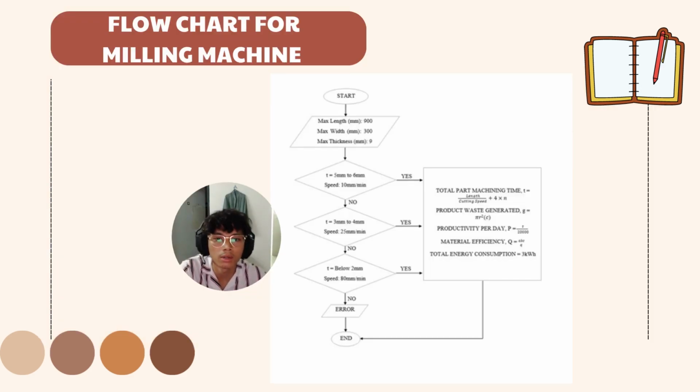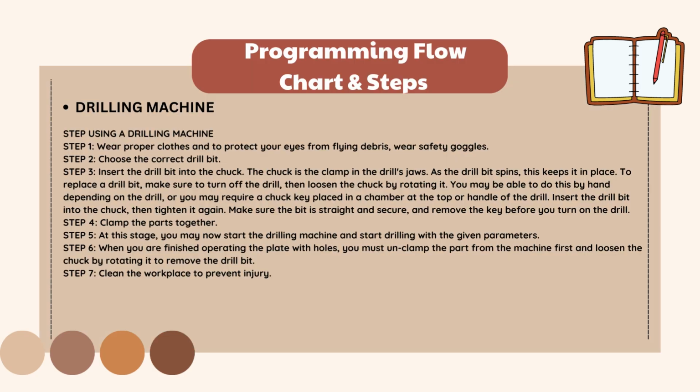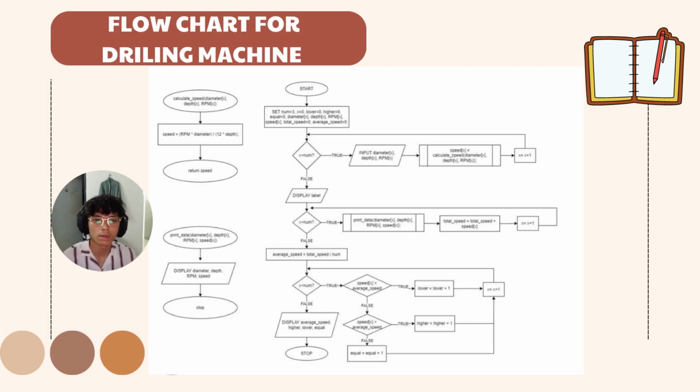This is a flowchart for the milling machine, to know the total part machine time, product waste generated, productivity per day, material efficiency, and lastly the total energy consumption. This is a flowchart for the drilling machine, to get the average speed total and display whether the average speed is higher, lower or equal.